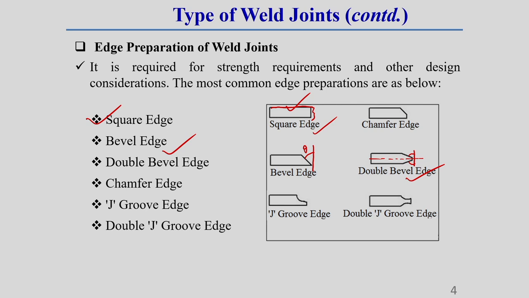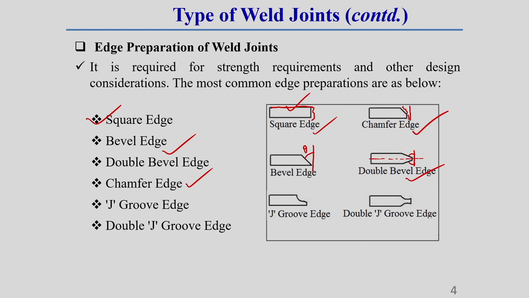Higher side in the sense, there is a general rule: once the plate thickness is more than 30 mm, we generally prefer to use double bevel S preparation. There we can also use chamfer S preparation. Chamfer S preparation is a combination of bevel types of S preparation as well as square S preparation. That means the shape of this S preparation is chamfering type. That is why it is called chamfer S preparation.